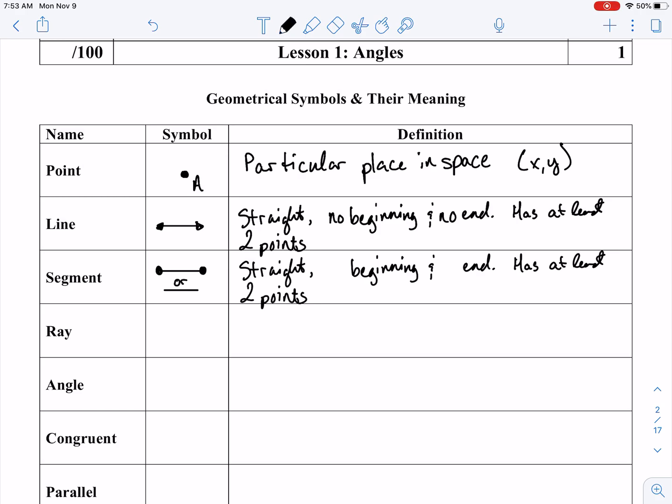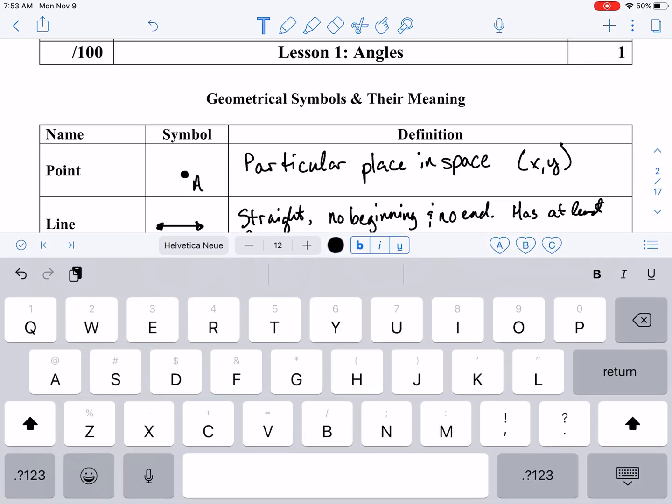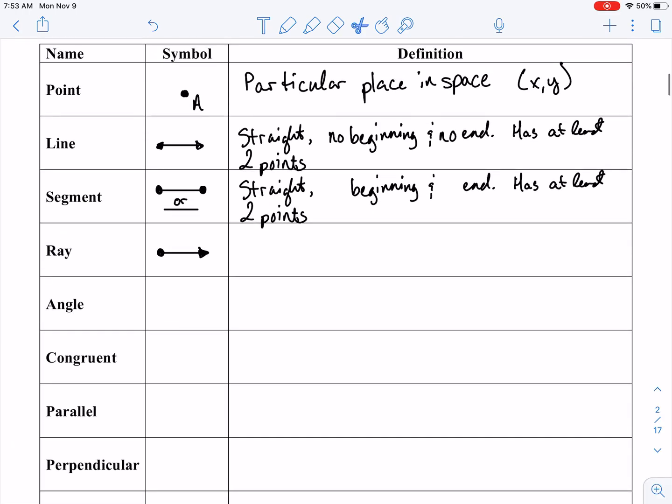A ray is what I like to think of as a mix of a line and a segment. So it starts off with 1 dot, then it ends with an arrow. Okay, so again, it's straight, except a ray has a beginning. That's what the dot on the left means, but it has no end. And again, it's made up of at least 2 points.